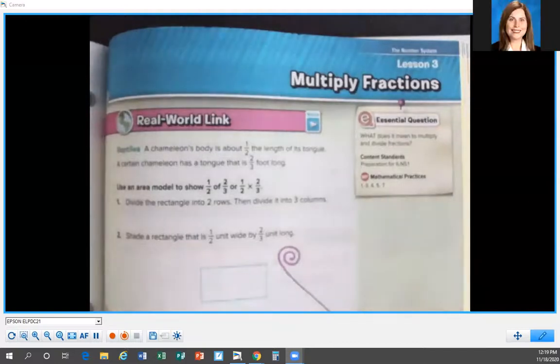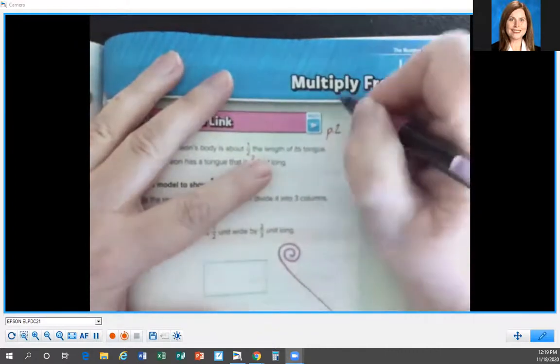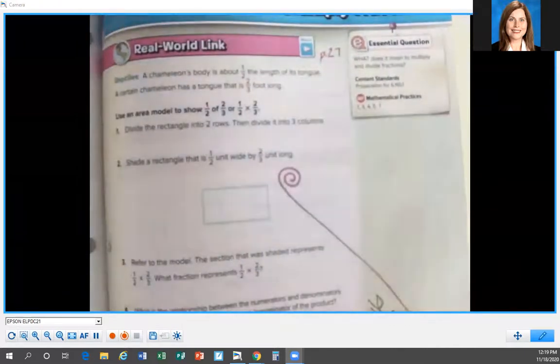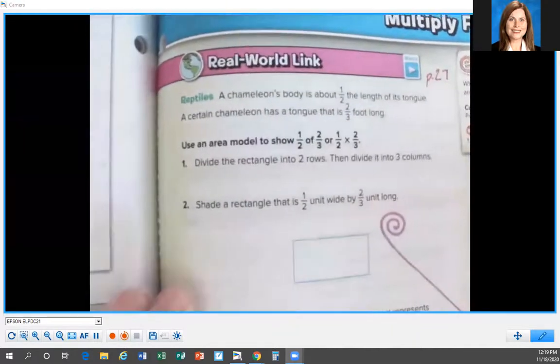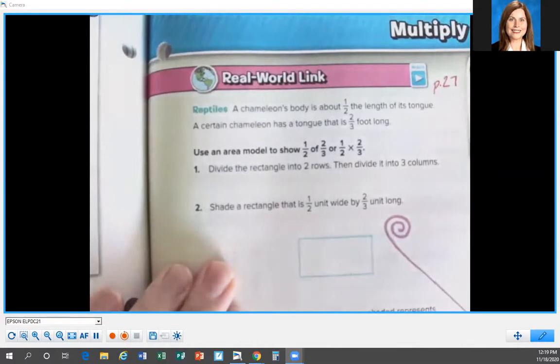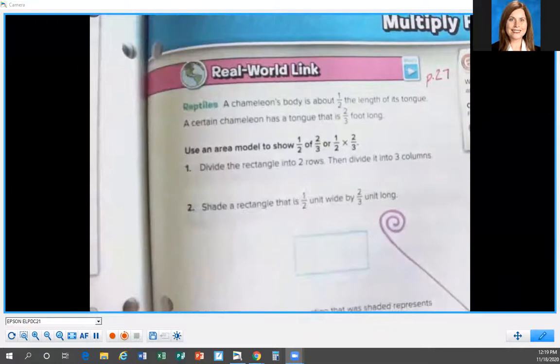All right, so we are working in chapter 4, lesson 3, multiplying fractions, and we are on page 273. So today we're talking about chameleons. A chameleon's body is about 1/2 the length of its tongue. A certain chameleon has a tongue that is 2/3 of a foot long.